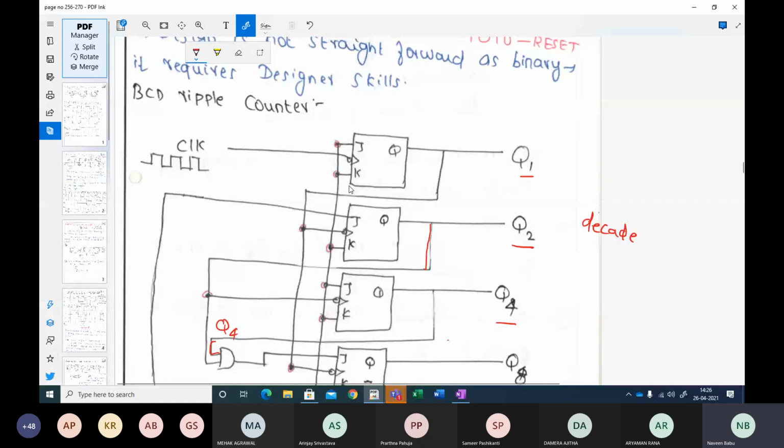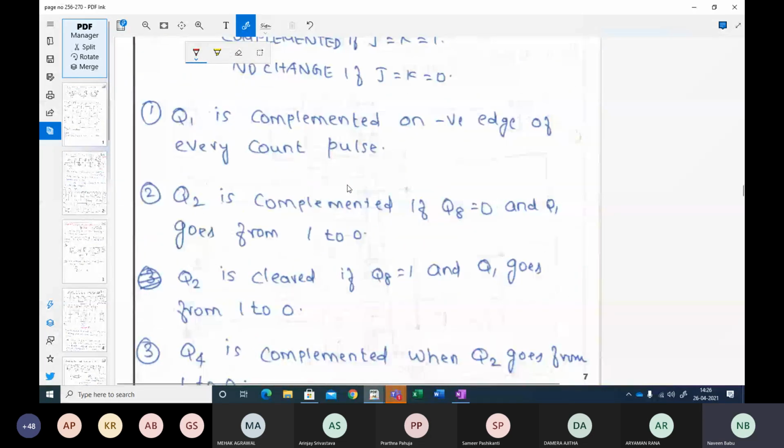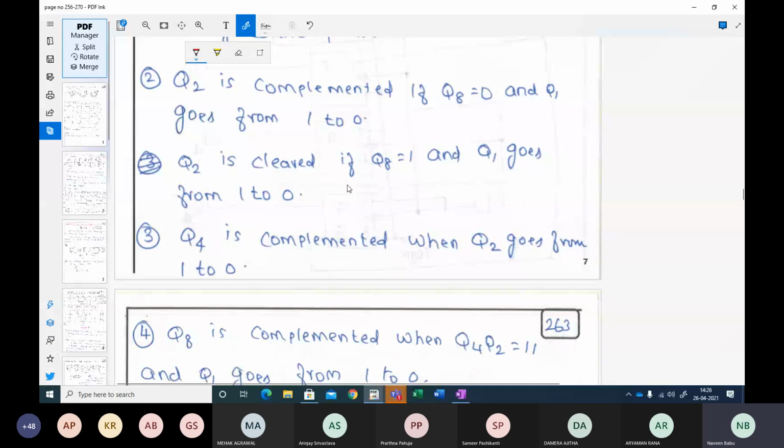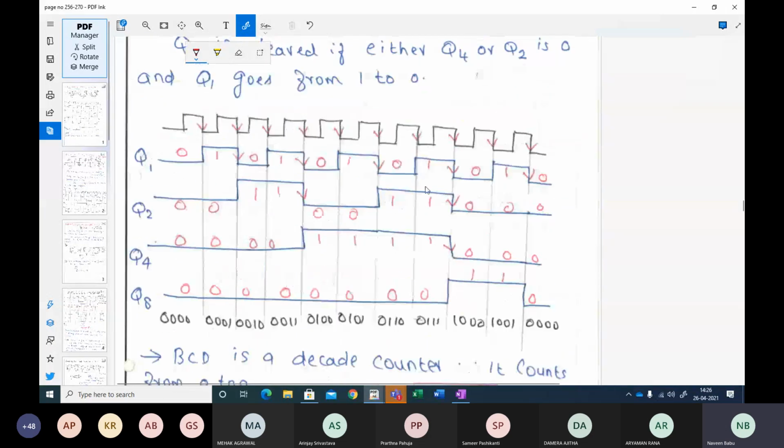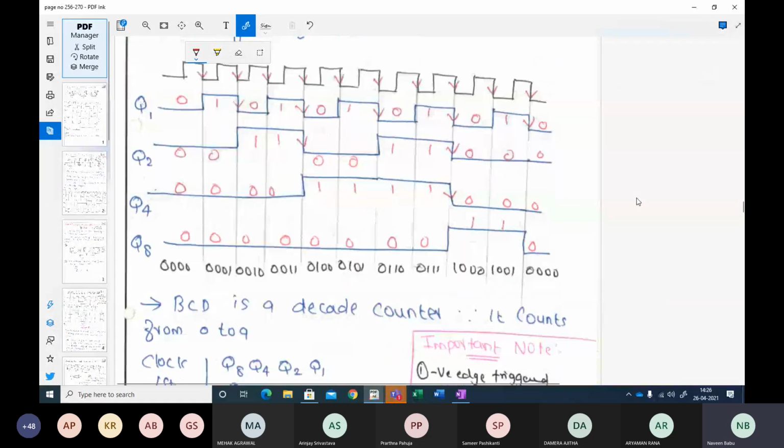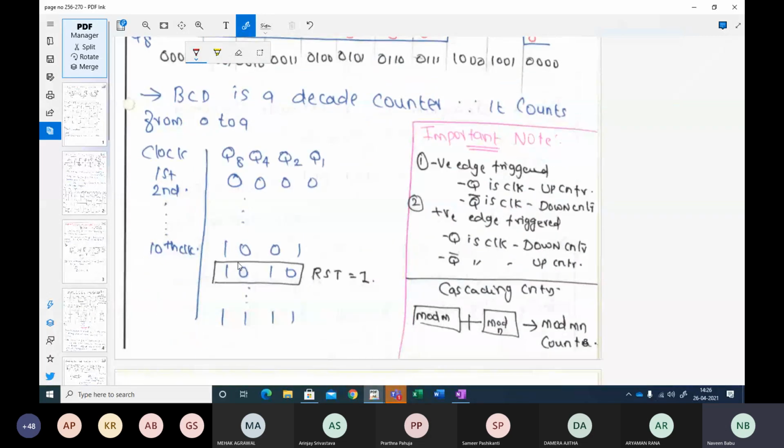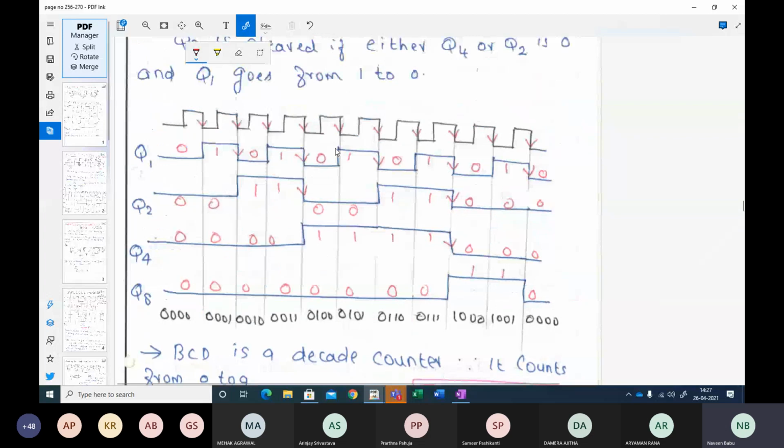So the logic here is, whenever we get 1001, we are counting from 1001, and then after the 10th clock, 1010, we reset our state, right? Which means that Q8 and Q2, whenever they are 1, then we reset it. That is the simple logic we use. We will come back to this decade counter later. What is this particular design about? This particular circuit seems slightly different, so I will have to relook at it.